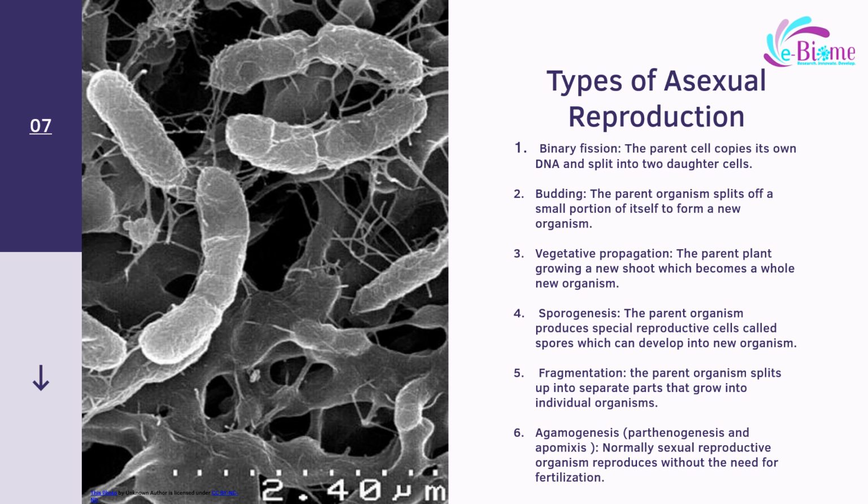The next type of asexual reproduction is known as budding. Budding typically occurs in single-celled or cellular fungi like yeast. During the process of budding, the parent organism splits off a small portion of itself in order to form a new organism. That small portion will then break off and then develop into a separate organism.